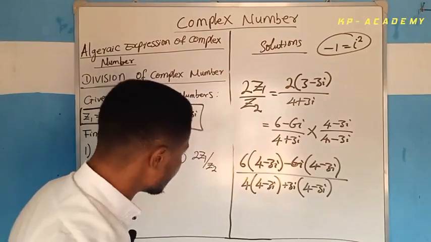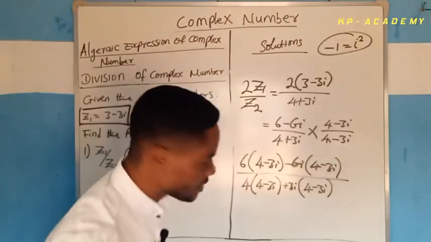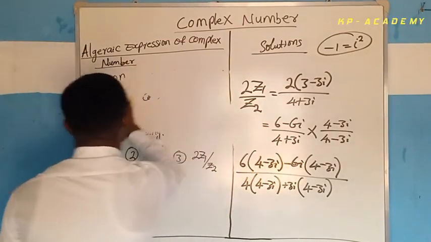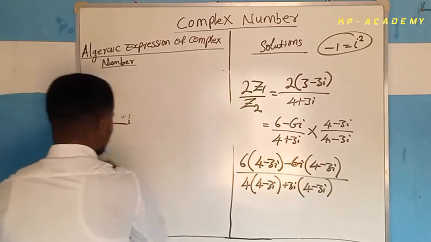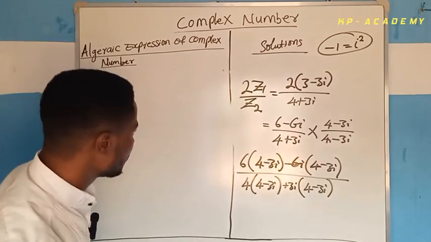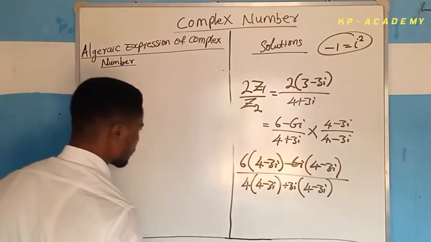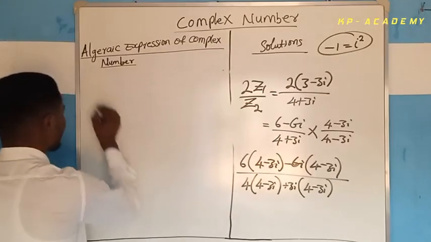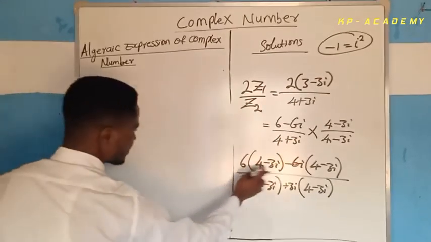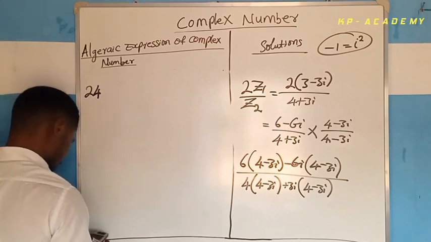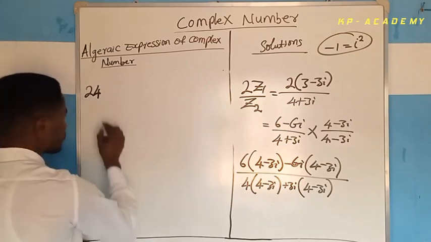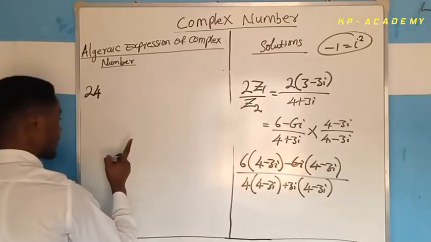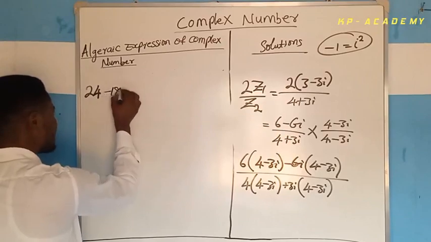So what I'm going to do next is simply to open out. But let me clean this part rather, and finish off on this part, since this is the last problem. Okay, next thing now, we're going to do 6 times 4, we have 24. Then 6 times 3, we have 18. 6 times 4, 24. Then write it down here. 6 times, rather, 6 times minus 3i, we have minus 18i.